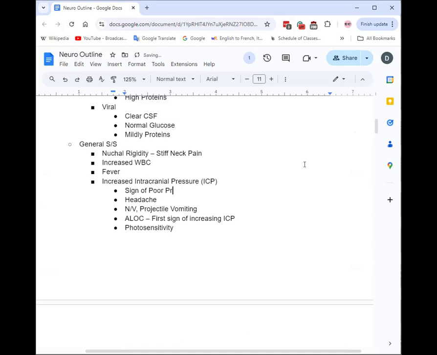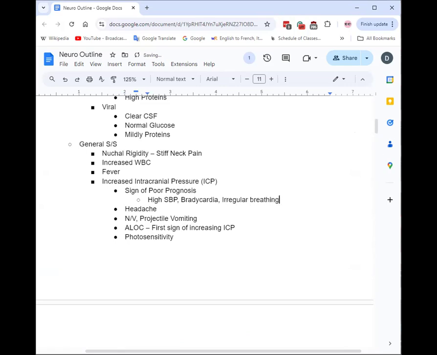I guess I'll include it, but you don't need to know it. Specifically, high systolic blood pressure, bradycardia, and irregular breathing. If you remember from 210, your Cheyne-Stokes breathing is a potential thing that could be happening with increased ICP, which is poor prognosis because I think they taught that one in the post-mortem care part. So that is a really bad sign.